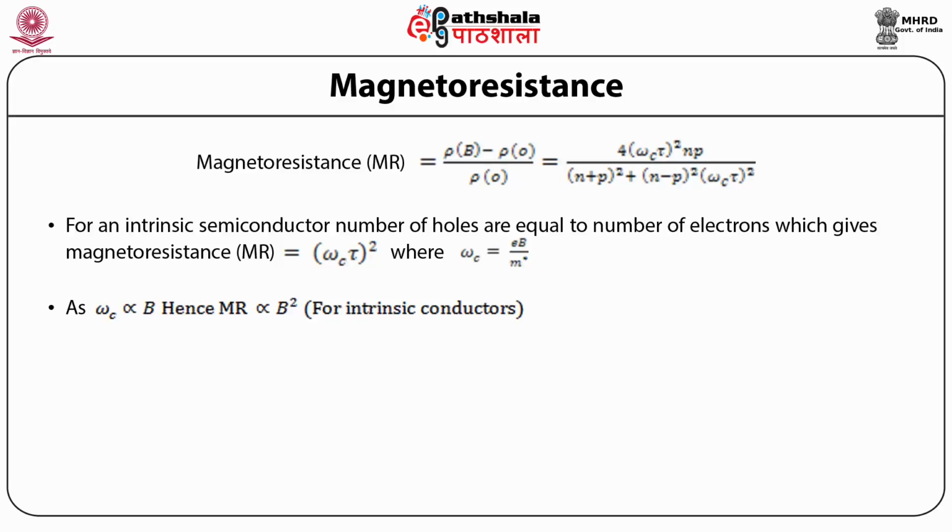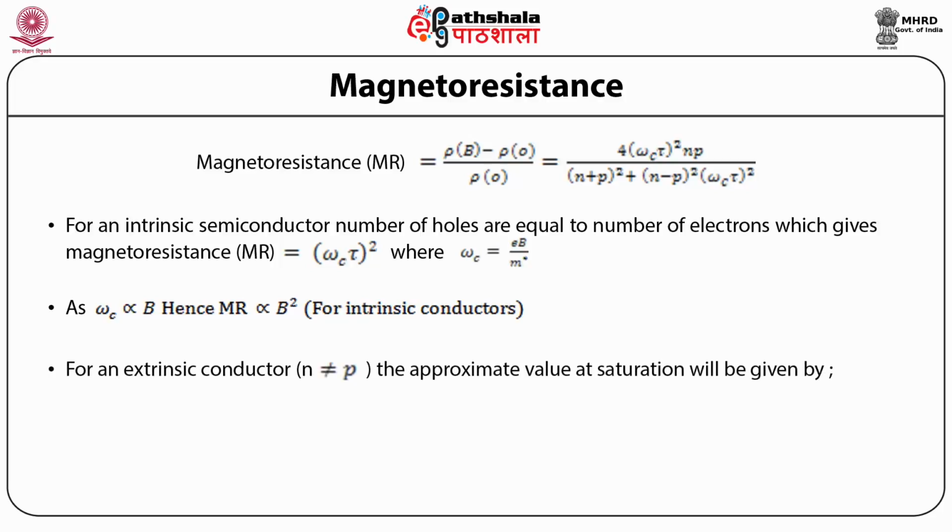On increasing magnetic field Bz, the transverse magnetoresistance first increases gradually, then more slowly, and finally reaches saturation. But for an extrinsic conductor, when the number of holes is not equal to the number of electrons, the approximate value at saturation will be given by transverse magnetoresistance equal to 4np over (n minus p) whole square, where n is the number of electrons and p is the number of holes.